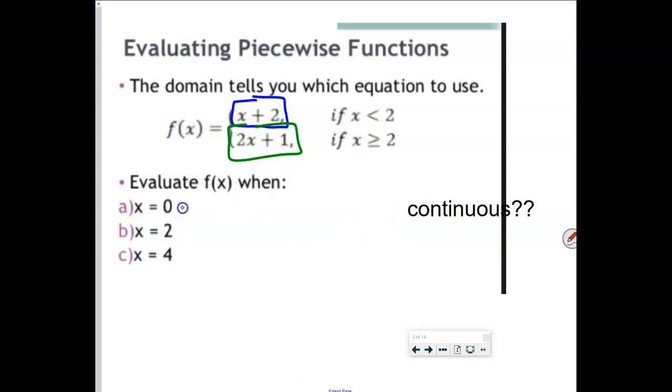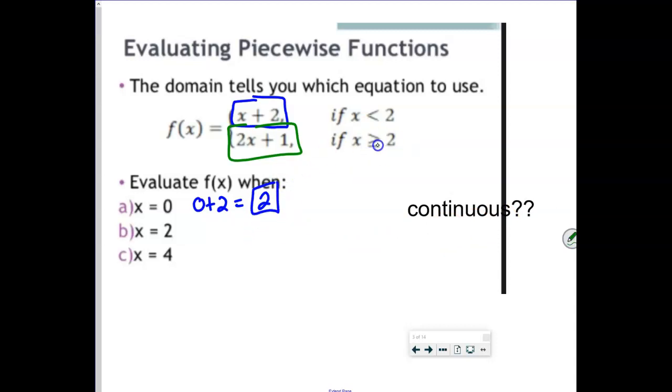So evaluating the function isn't too bad. You just got to make sure you're looking at the right piece of the piecewise function because of the domain. So if x equals 0, does that fall into the less than 2 or greater than 2 category? Less than 2. So you're going to be using that top blue function, and you're going to plug in a 0. So 0 plus 2, better known as 2. What about if x equals exactly 2?